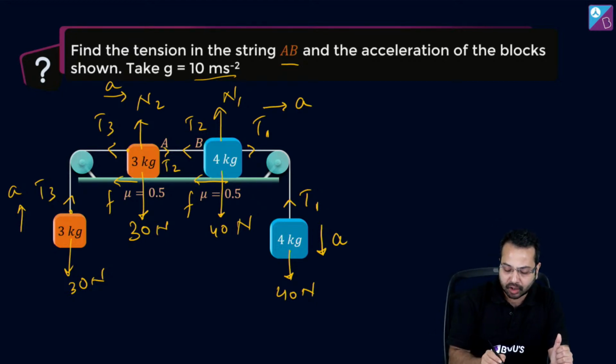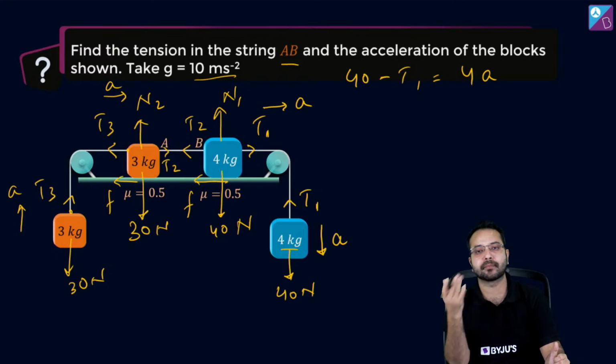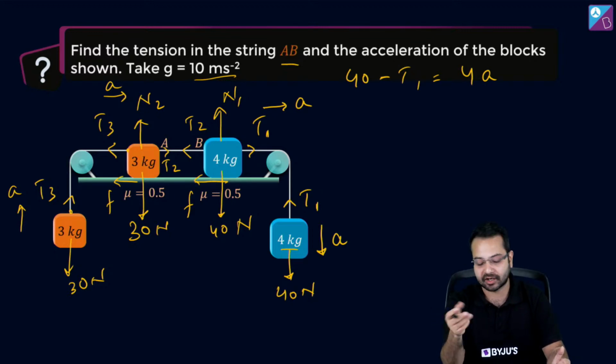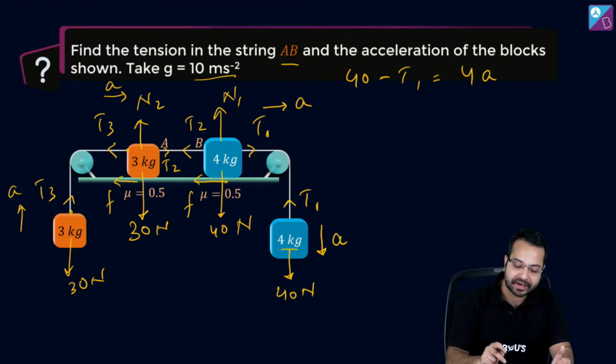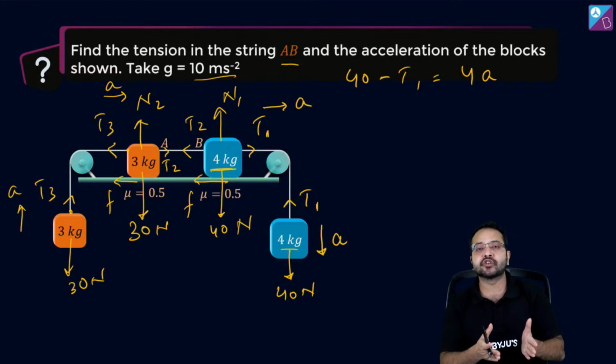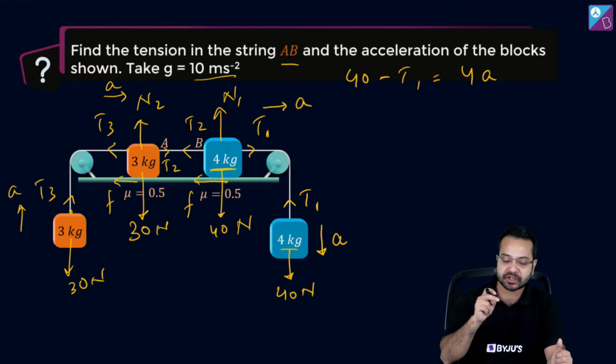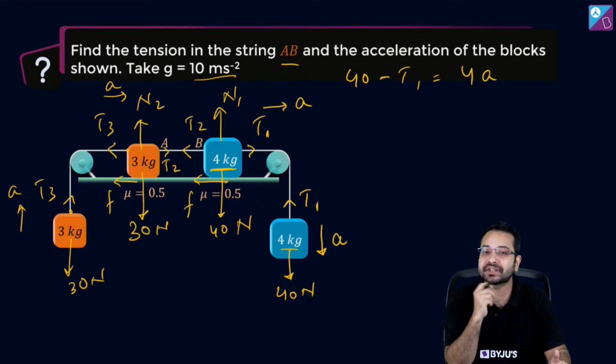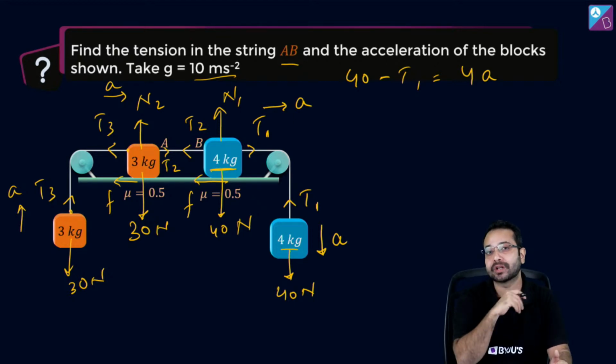For this 4 kg block, I'm going to write 40 minus T1 is equal to 4 into A. Basically, I'm writing the net force in the direction of acceleration is equal to mass times acceleration. Now I'm going to write the equation for this other block, but for that, I'll have to look at friction. We are assuming here that the block is moving, which means what friction is this going to be? This friction is going to be kinetic friction. And what is kinetic friction? Kinetic friction is equal to mu times N.